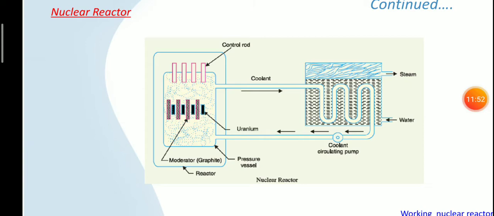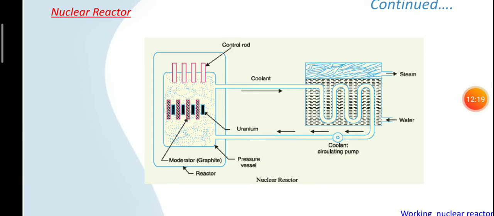As the control rods are inserted into the reactor, they absorb more neutrons, and when they are pulled up, they release neutrons. So depending on the requirement of the load, the control rods can be moved up or down. The power produced can be varied by moving the control rods up and down.